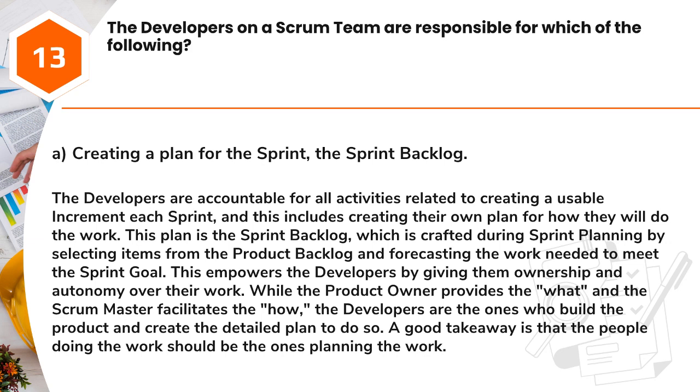This empowers the developers by giving them ownership and autonomy over their work. While the product owner provides the what, and the Scrum Master facilitates the how, the developers are the ones who build the product and create the detailed plan to do so. A good takeaway is that the people doing the work should be the ones planning the work.